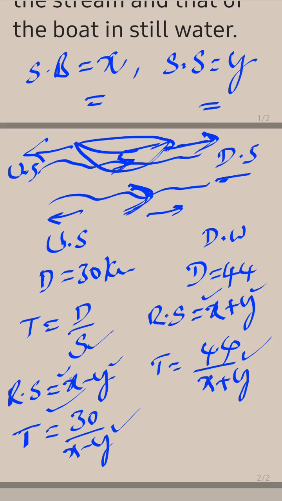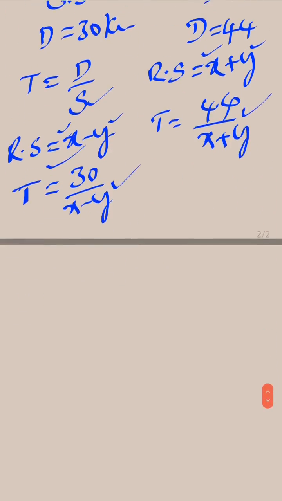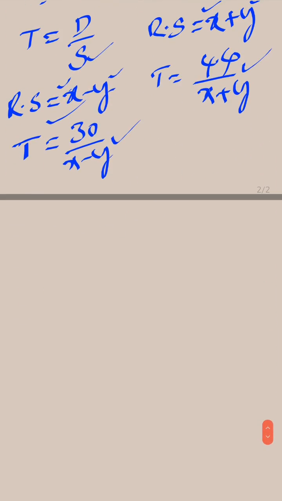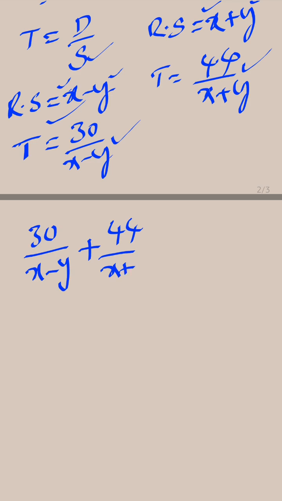But both upstream and downstream together, how many hours? 10 hours. Now we have to make the equation for these two. Both together, so 30 by x minus y, the upstream time, plus 44 by x plus y, the downstream time, is equal to the total 10 hours they are taking. This is the first equation.